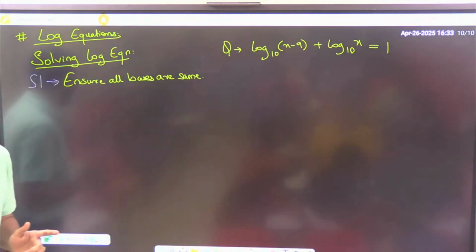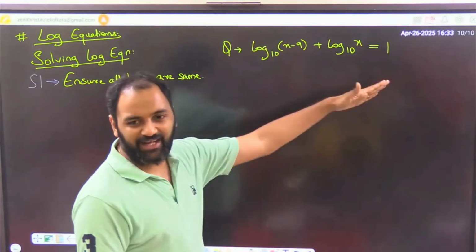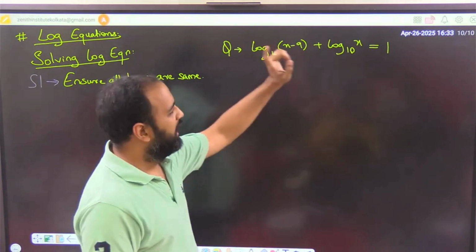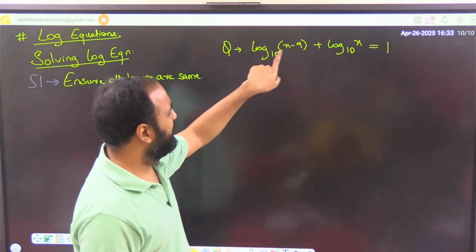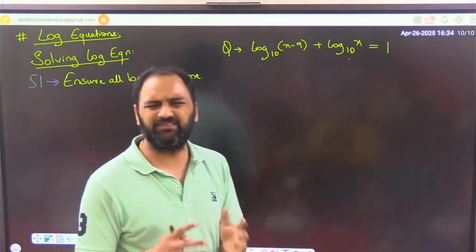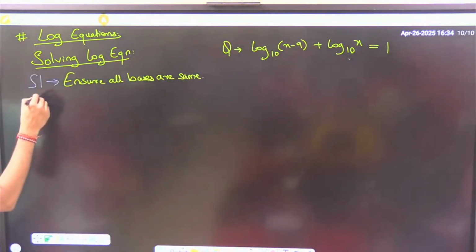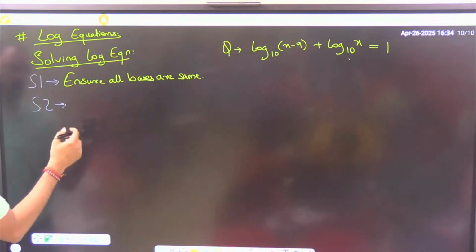Here you have to find the value of x. Now, this is a log with base 10. This is a log with base 10. The bases are same. That means we don't need to do anything special for the first step. All set. Okay, step 2.